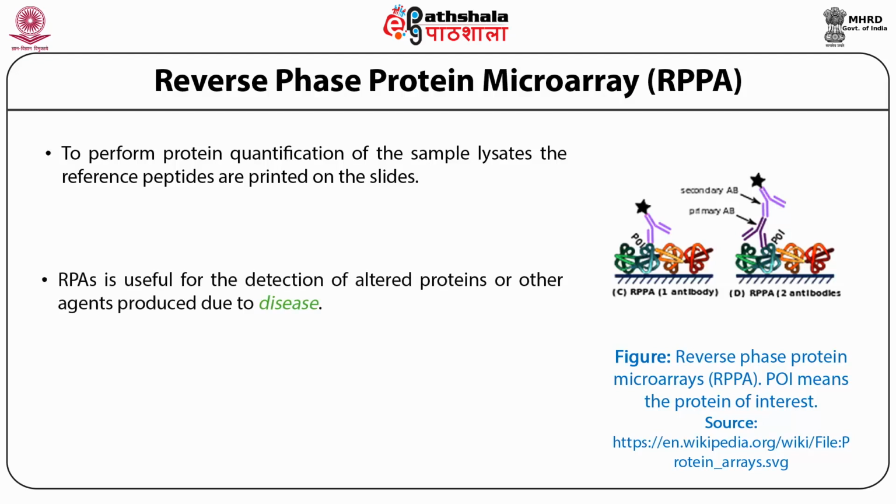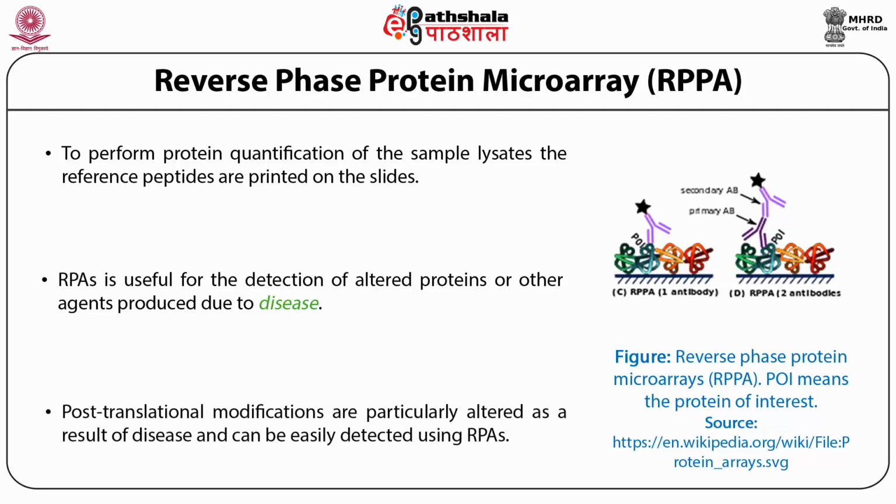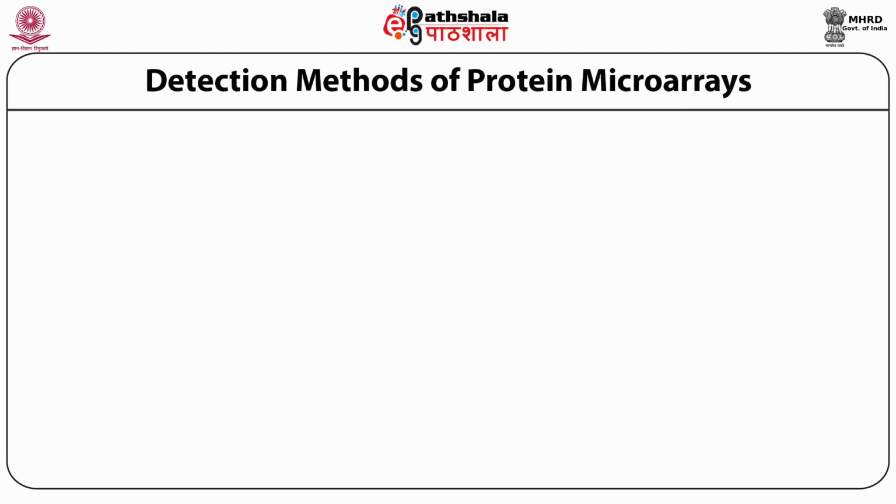RPAs is useful for the detection of altered proteins or other agents produced due to disease. Post-translational modifications are particularly altered as a result of disease and can be easily detected using RPAs. Detection methods of protein microarrays.